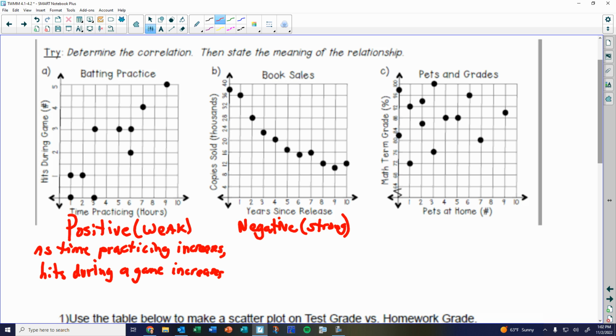What does this mean? You talk about how the axes are labeled. Jaden: As the years since the release increases, the amount of copies sold increases. Yeah, as years since the release increases, the copies sold decrease.